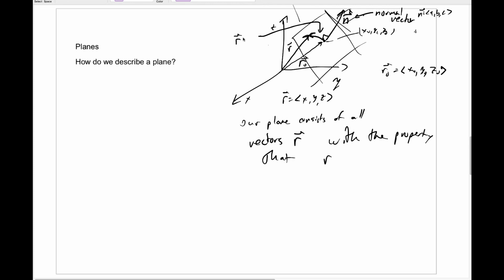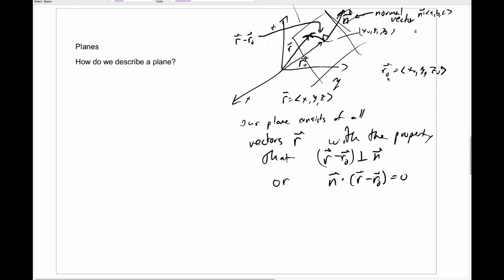That's just the vector r minus r0, because remember, r0 plus that vector will get you r, so we want r minus r0. That's the vector in the plane, which should be orthogonal to the vector n. Well, how do we say that two vectors are orthogonal? That's equivalent to saying the dot product of n and r minus r naught is 0.